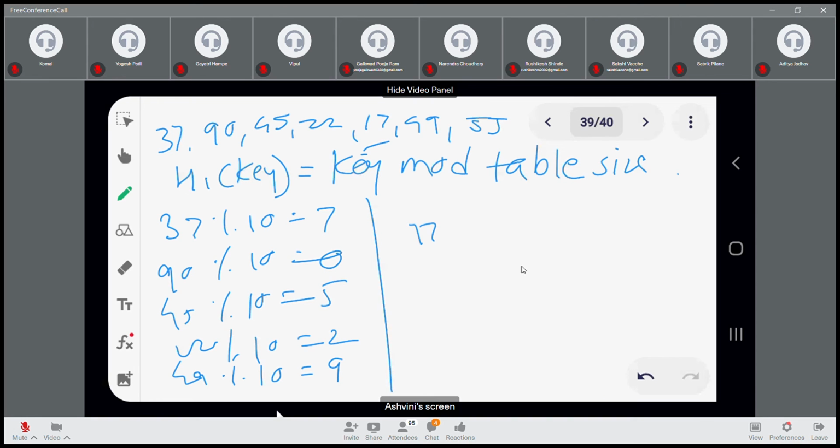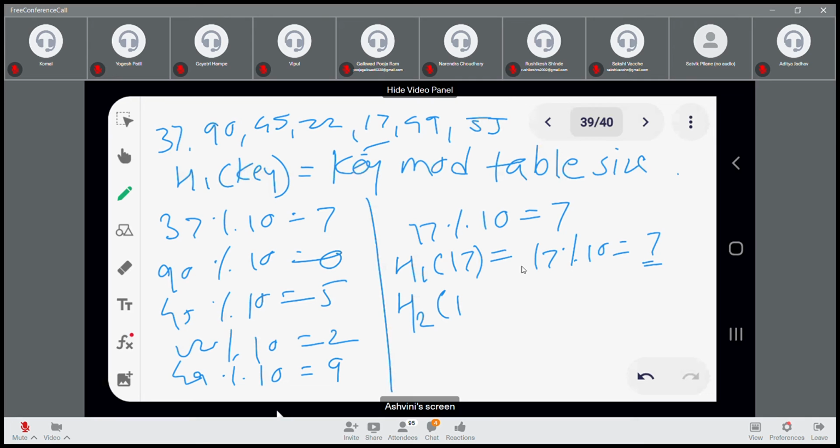For this, 17 mod 10 is equal to 7. That is not an empty index. So H1 of 17 is 17 mod 10, which is 7. So 7 is not an empty index, so you have to apply the H2 function, that is the second function. The second hashing H2 of 17 is equal to m minus key mod m.